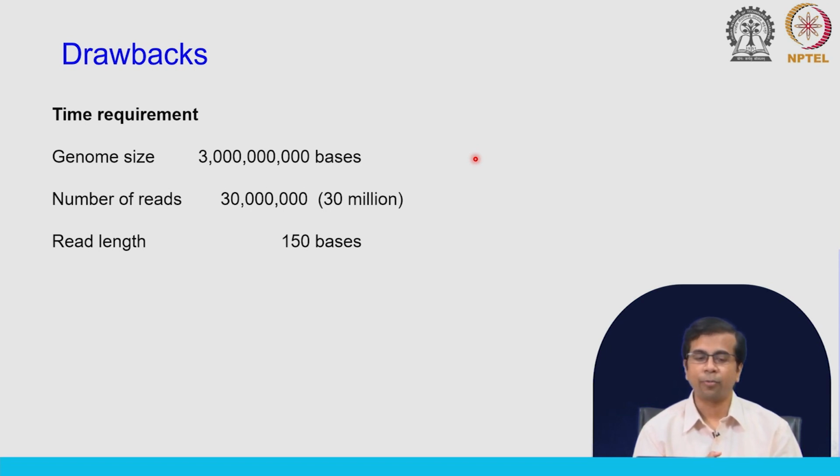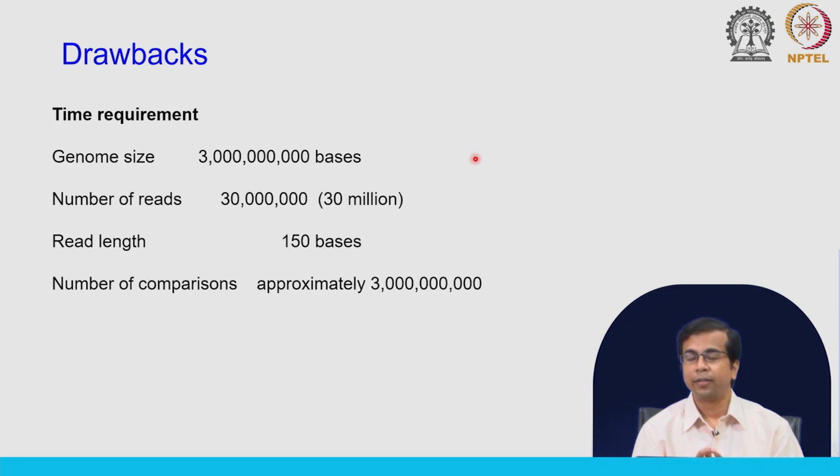This actually is on the lower side, because many times you will get even more, billions of reads from the sequencer. Let us consider the read length is about 150 bases. So, now you can imagine the scale of the problem. You have to check this 150 base read along this 3 billion base long genome. So, you will have about 3 billion comparisons, approximately, slightly less, but approximately 3 billion.